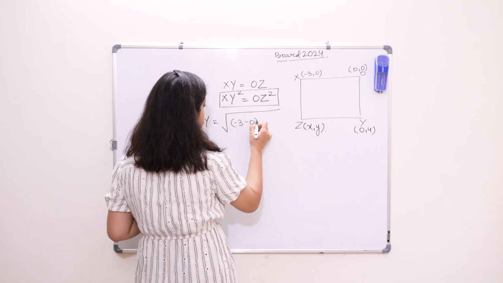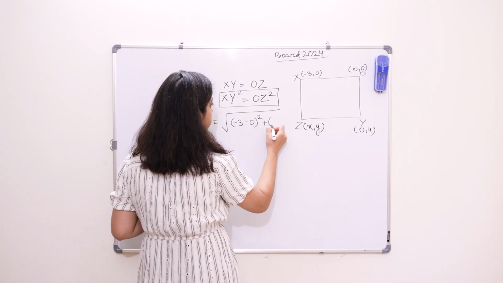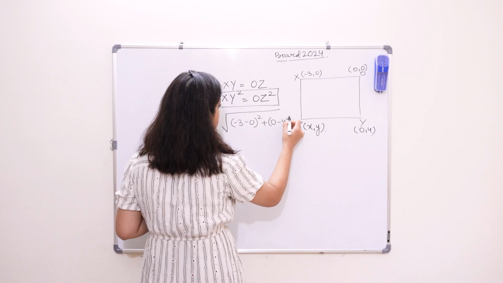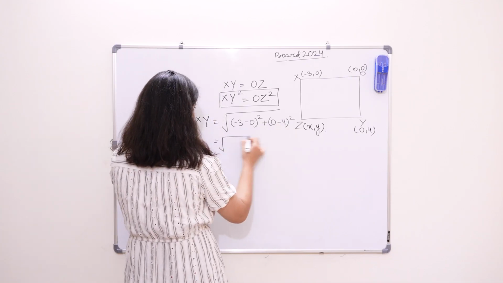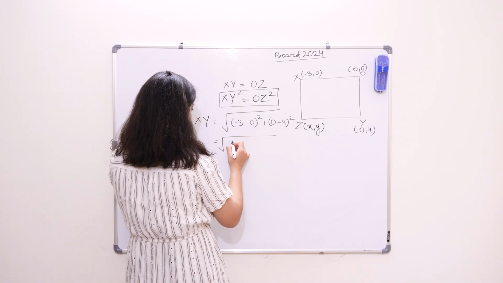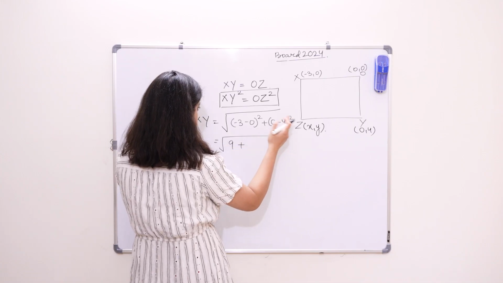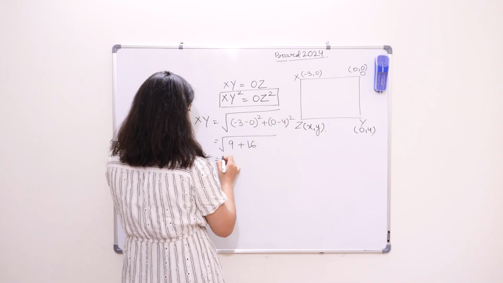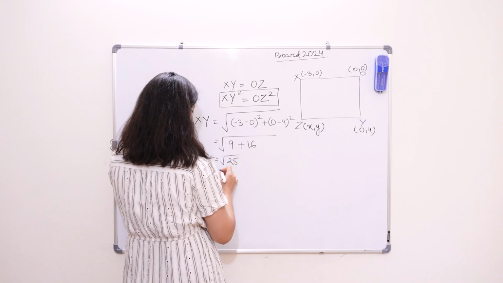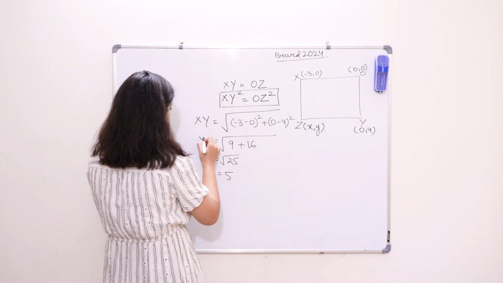Minus 3 minus 0 का square plus 0 minus 4 का square, which will give you minus 3 का square, मतलब 9, plus minus 4 का square, मतलब 16, which means it is 25, which means this is 5.